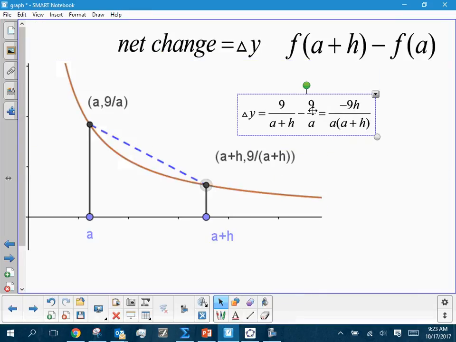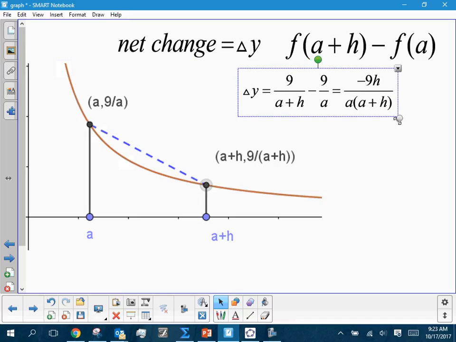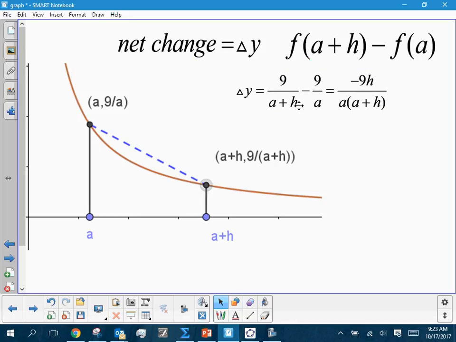I think that WebAssign is probably going to say this is wrong. They want you to go this far because of what we need to do in the next step, or what happens in the next step. They want you to go a little bit further with the simplifying.